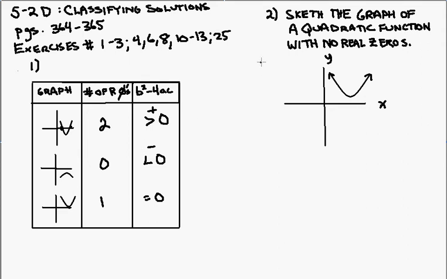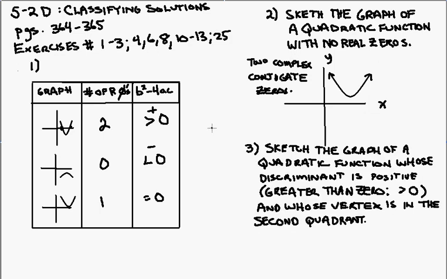Actually, what we would have are 2 complex conjugate zeros. That would be the response to this particular graph. And number 3 is sketch the graph of a quadratic function whose discriminant is positive. In other words, the discriminant is greater than 0, and whose vertex is in the second quadrant.